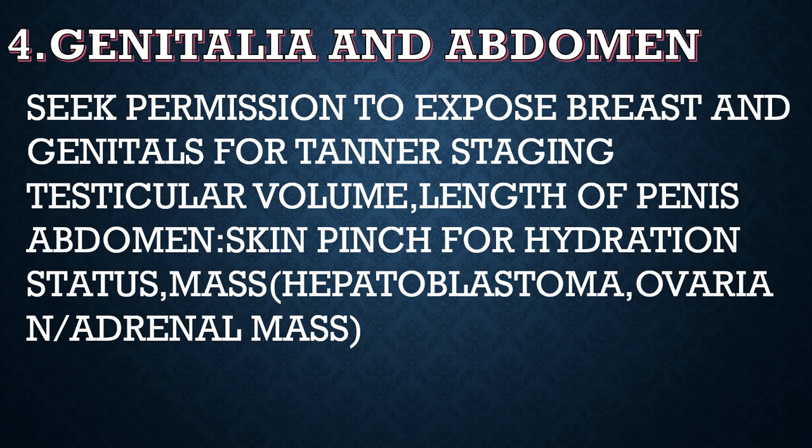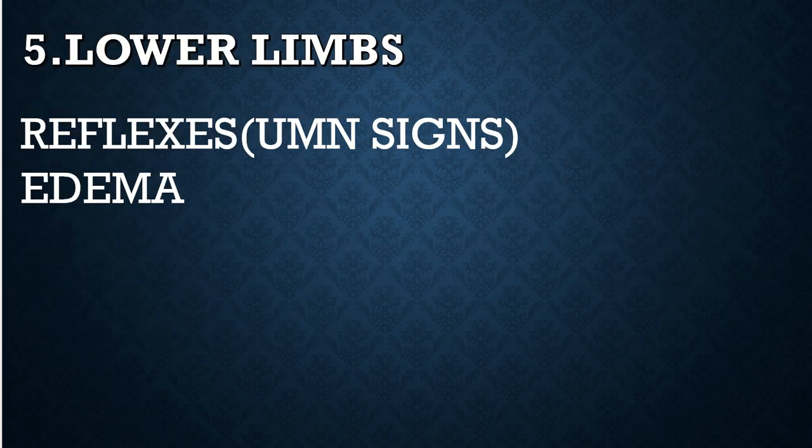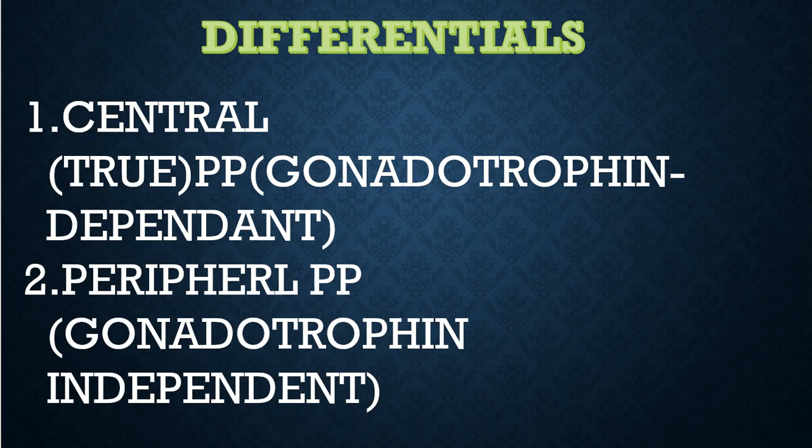Seek permission to expose the breast and the genitals for the Tanner staging. Look for the testicular volume, the length of the penis, and then look at the abdomen. A skin pinch for hydration status and palpate for any mass like hepatoblastoma, ovarian, or adrenal mass. Fifth thing to look for is the lower limbs, to check the reflexes in order to check for upper motor neuron signs and the edema.